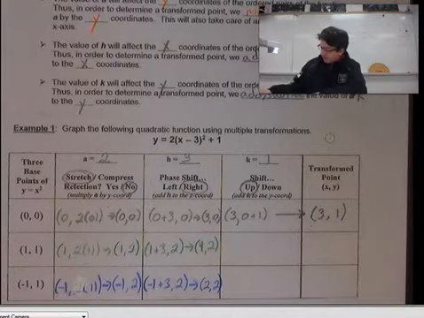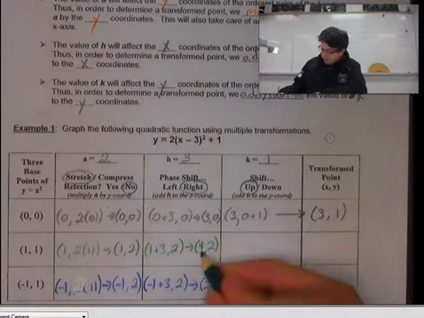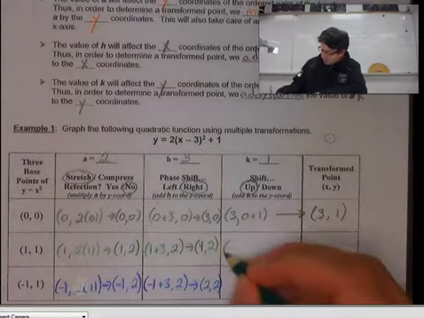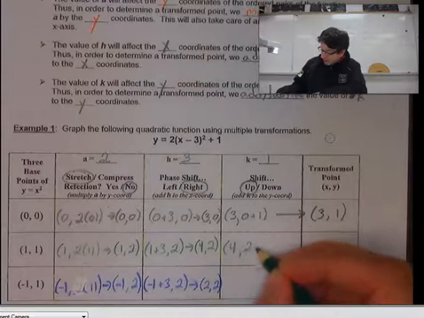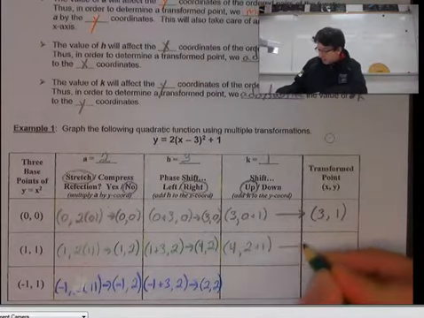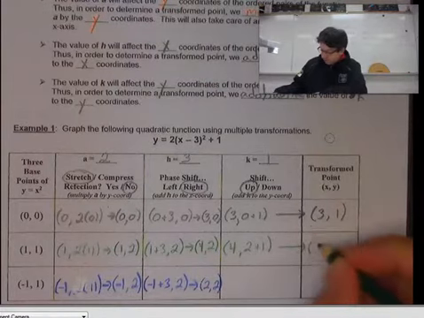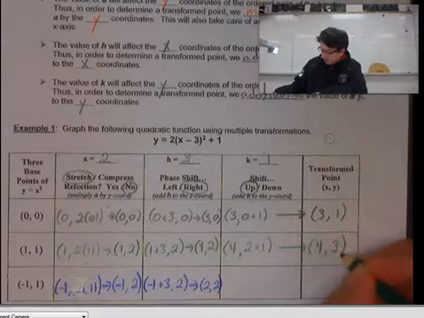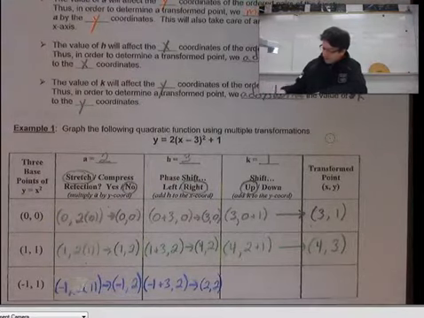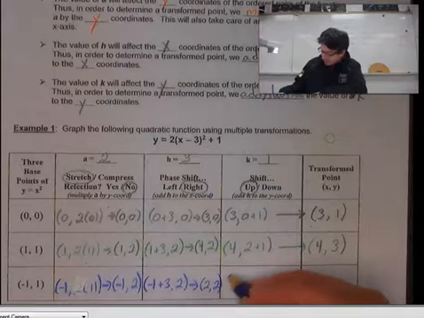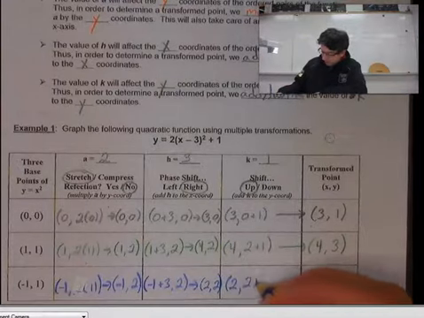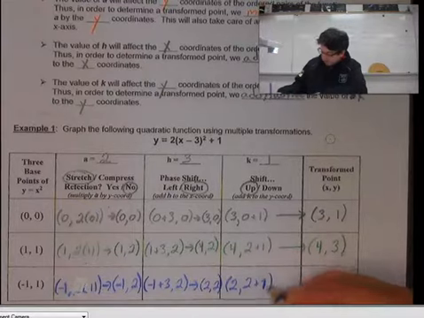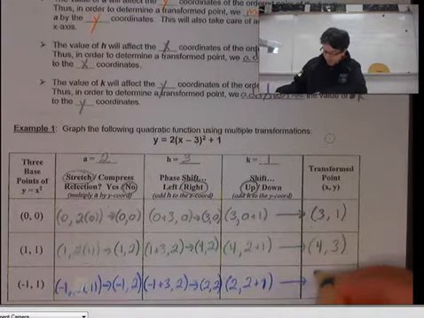We can do the same thing here. So here we have 4 and 2. And we're going to add 1 to our y. And that gives us our final point of 4 and 3. Similarly for the last one, we have 2 and 2, but we're going to add 1 to the y. So 2 plus 1 is going to give us our final point, 2 and 3.